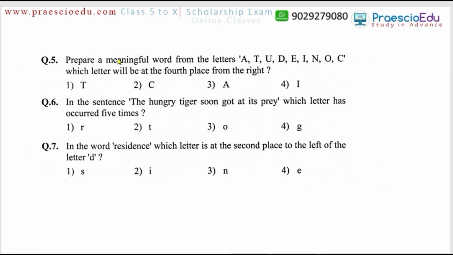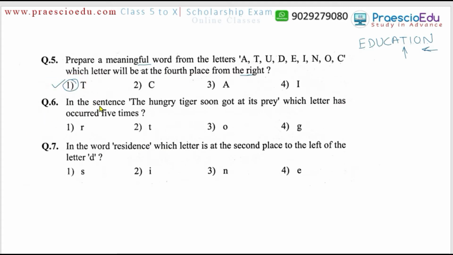Question number 5. Prepare a meaningful word from the letters A, T, U, D, E, I, N, O, C. Which letter will be at the fourth place from the right? If you see these letters, the correct meaningful word we have made is education. Now which letter will be at the fourth place from the right? From the right, 1, 2, 3 and 4. So the fourth one is the letter T. So letter T means option number 1 is the correct one.